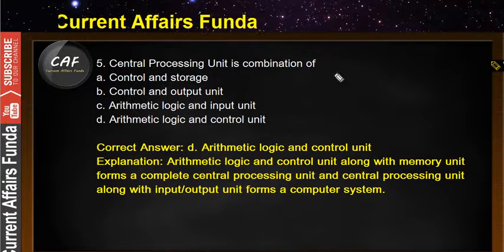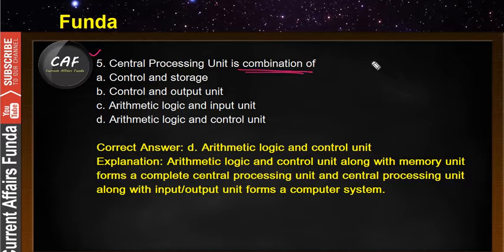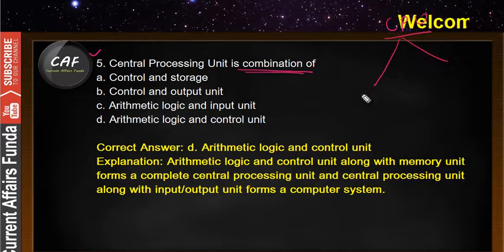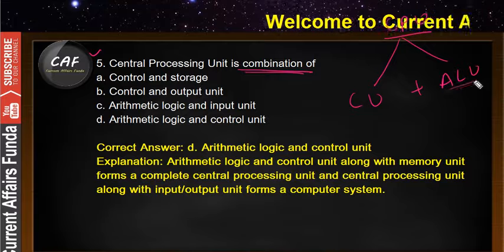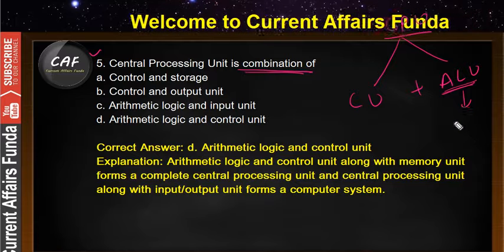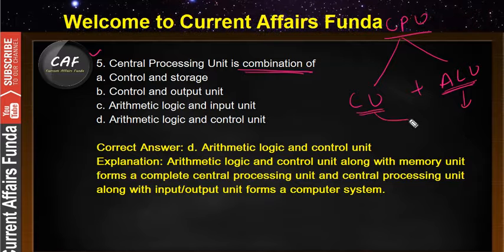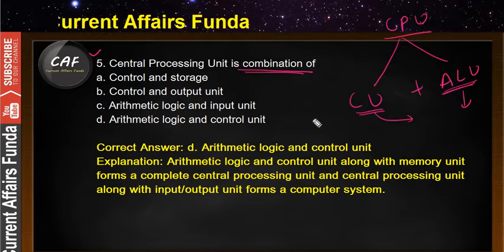See, problem number 5: central processing unit is a combination of, basically you know very well, CPU, that is a combination of control unit plus ALU. This is your arithmetic logic unit. It performs basically all the operations, and the control unit basically controls. That's why CPU is a combination of CU plus ALU.